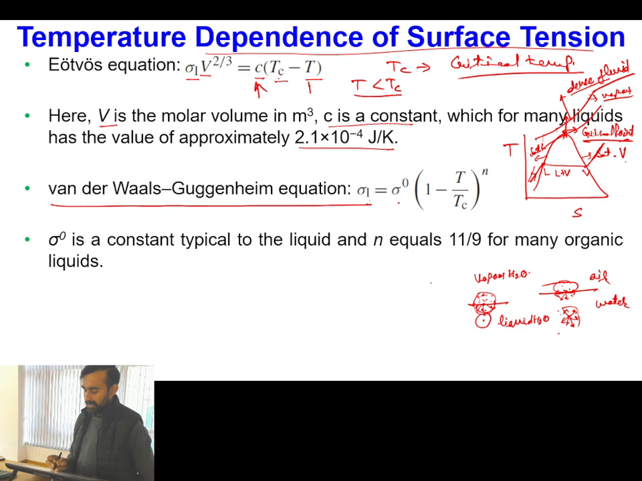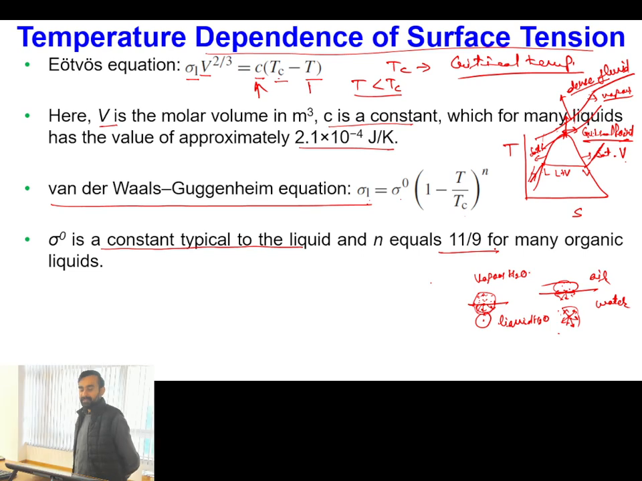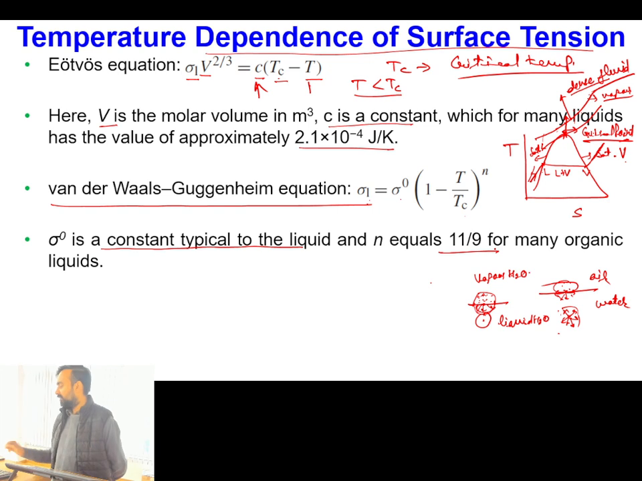Another equation which explains the variation of surface tension of liquid with critical temperature can be given by this: sigma L equal to sigma naught into (1 minus T by Tc) power n. Typically sigma naught is a constant for the liquid and n is equal to 11 by 9 for many liquids. So this is how you determine variation of density, variation of viscosity and variation of say thermal conductivity etc. with temperature. In the similar way, using these equations you can determine the dependence of surface tension on temperature. Is this one clear?